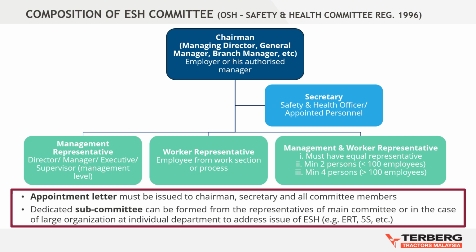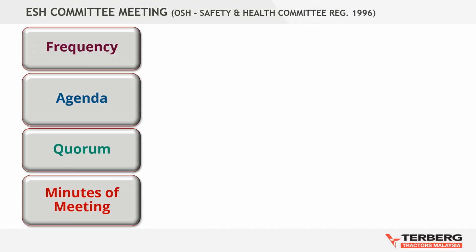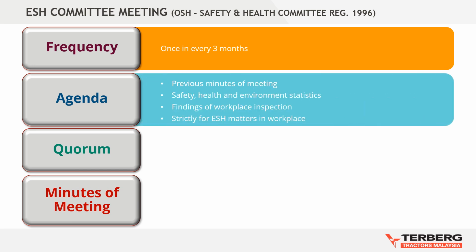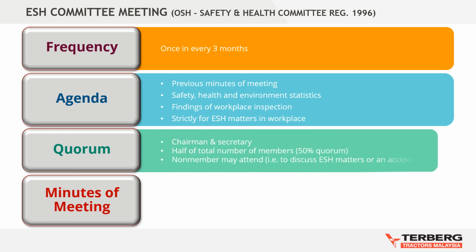ERT, FIVES, etc. According to the Occupational Safety and Health Committee Regulations, 1996, ESH committee meetings are required to be conducted at least once in 3 months. The secretary of the ESH committee will share about the meeting agenda, which include previous minutes of meetings, safety and health and environment statistics, findings of workplace inspection, and strictly for safety, health and environment matters in workplace. During the ESH committee meeting, chairman and secretary must attend the meeting, and the members of committee need to achieve 50% of quorum. The non-members of committee also can join in the meeting.